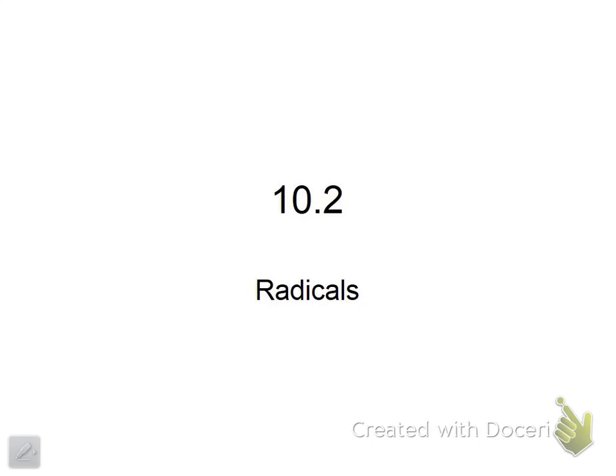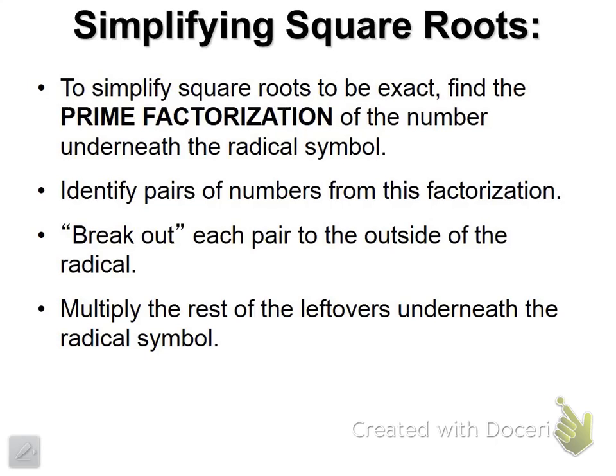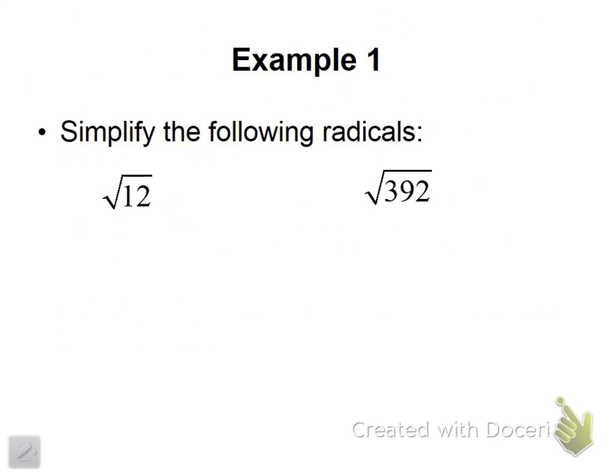Alright, so this video is going to be simplifying radicals, and when I say radicals I mean square roots and anything underneath it. So simplifying square roots. To simplify a square root, you have to find the prime factorization. So we're factoring until we get prime numbers of the number underneath the radical symbol. We're going to identify pairs, break them out, and then multiply the rest of the leftovers that are inside it.